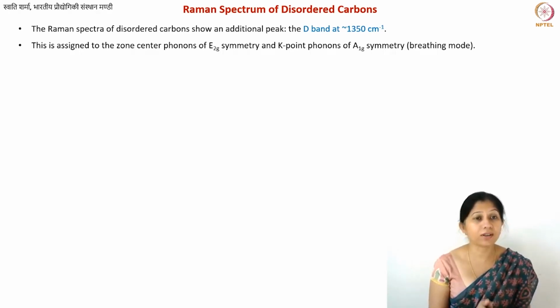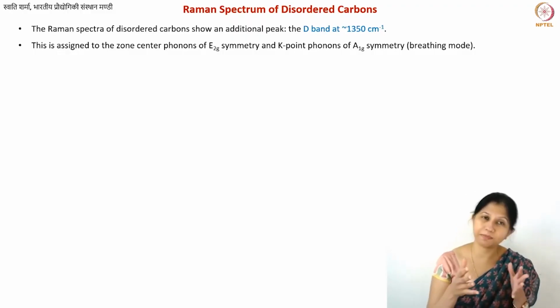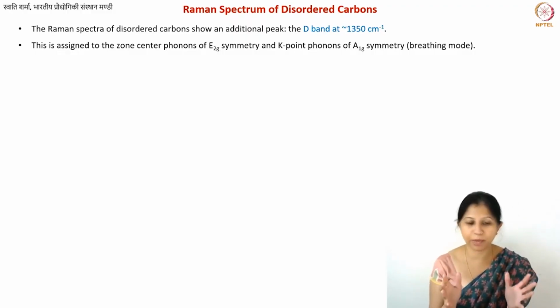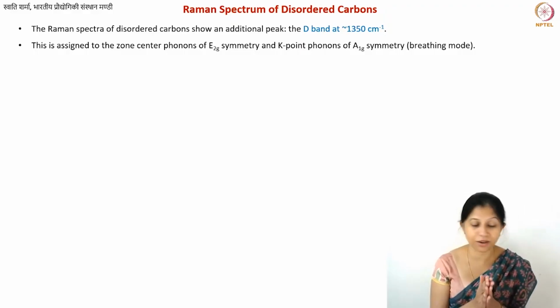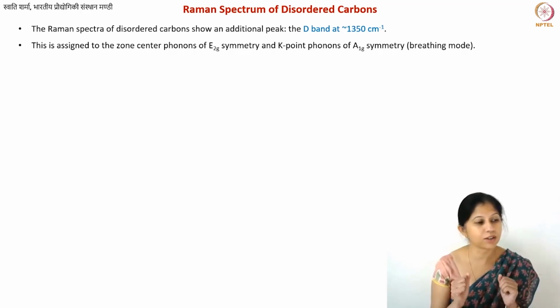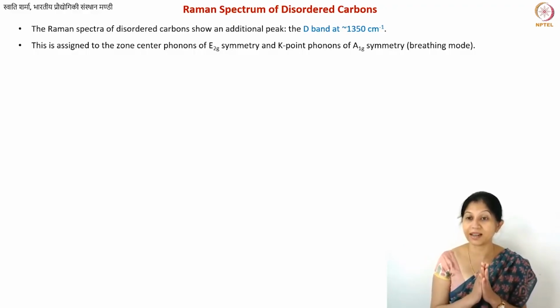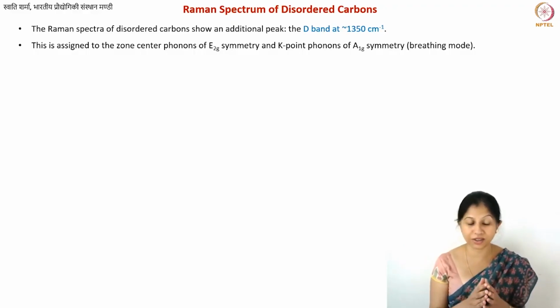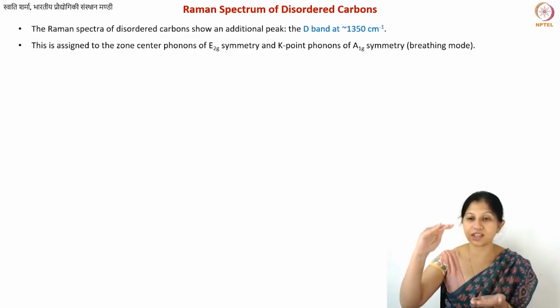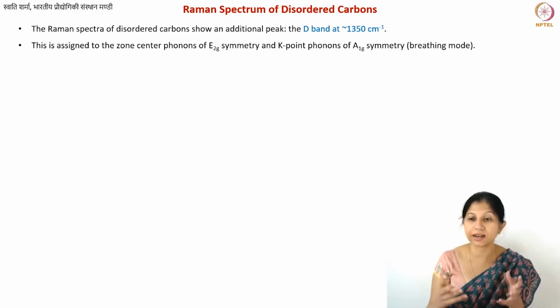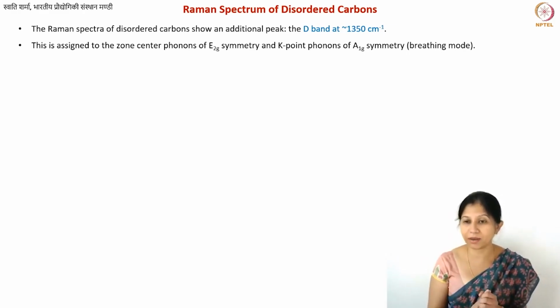Now the origin of this band has been studied a lot. The origins of why do we have the D band? Because it shifts its position. Its intensity also does not linearly increase with the increase in disorder, but in certain regions you can have a relatively linear increase in the intensity. There are interesting things about the D band which we probably still don't know all of.